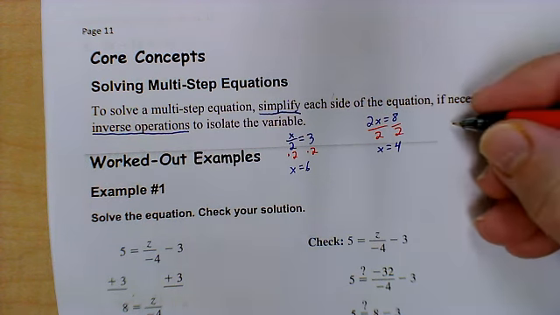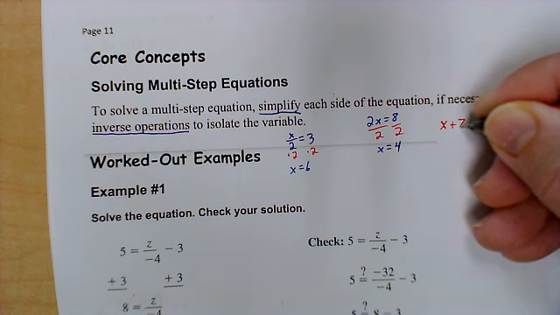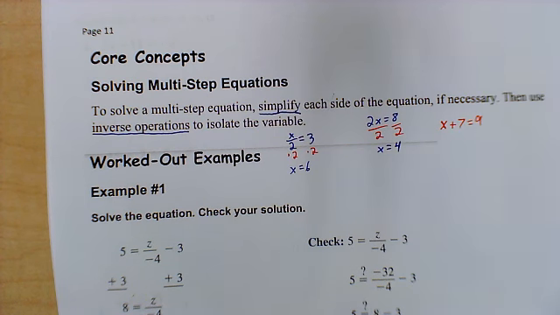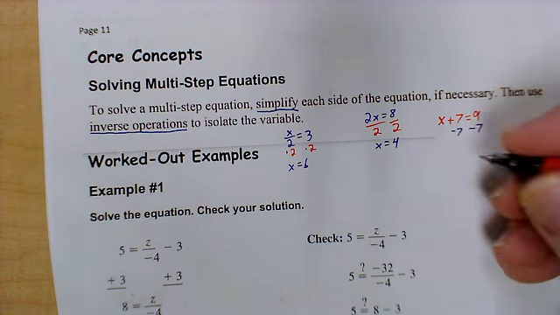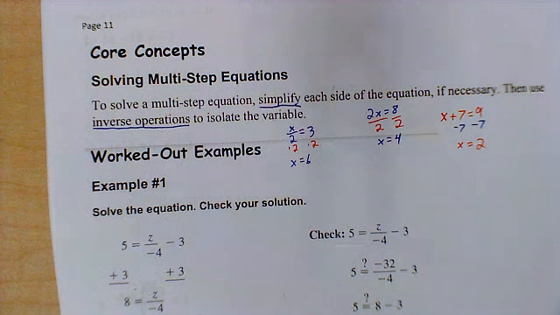And then if you have any addition or subtraction, they cancel each other, vice versa. So if you have, for instance, x plus 7 equals 9, the inverse operation would be to subtract 7 on both sides, so x would equal 2. And if you had x minus something, you would add to both sides.